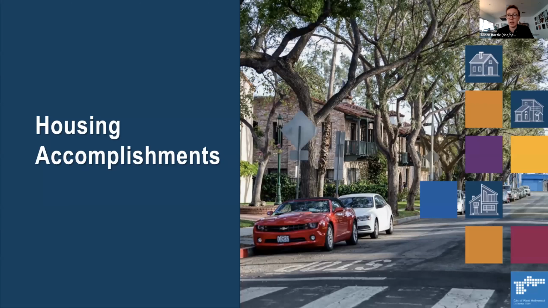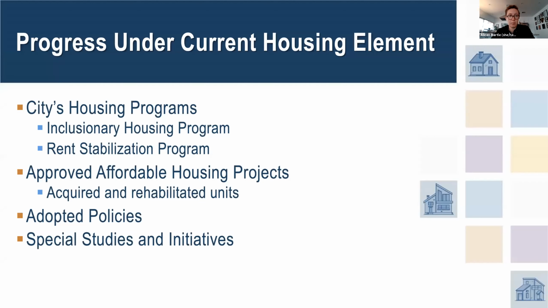And so on the next slide, I'm going to go through some of our housing accomplishments and how we're able to create and maintain housing. Next slide. So in the next several slides, I'm going to go over the city's 2 primary housing programs. I'm also going to go over our affordable housing projects that we funded in the city. I'm going to go through our adopted policies and then some of our special studies and initiatives. Next slide.